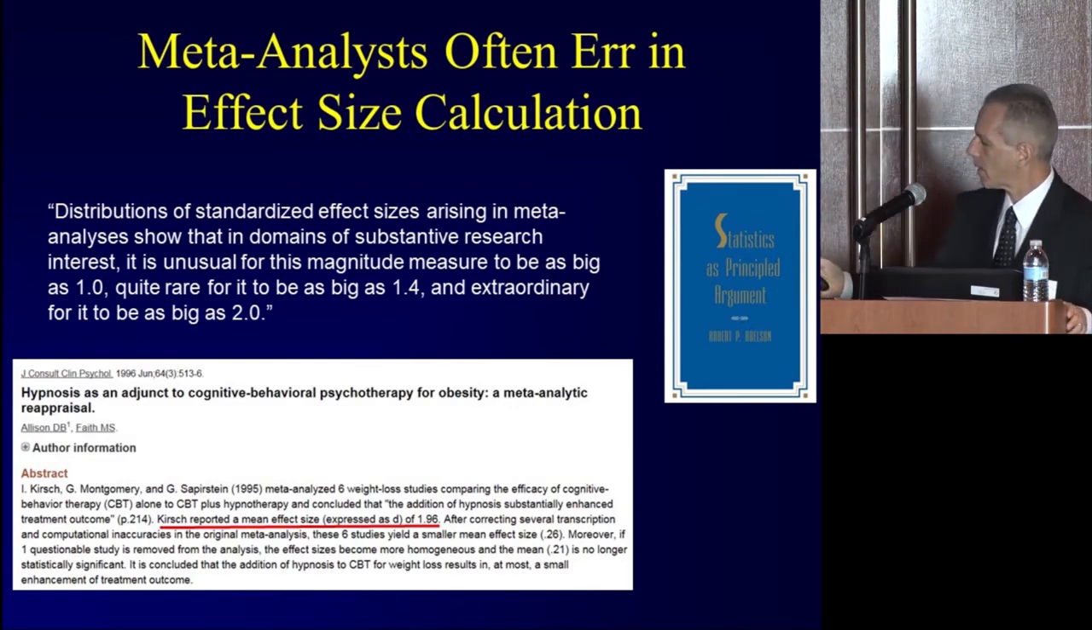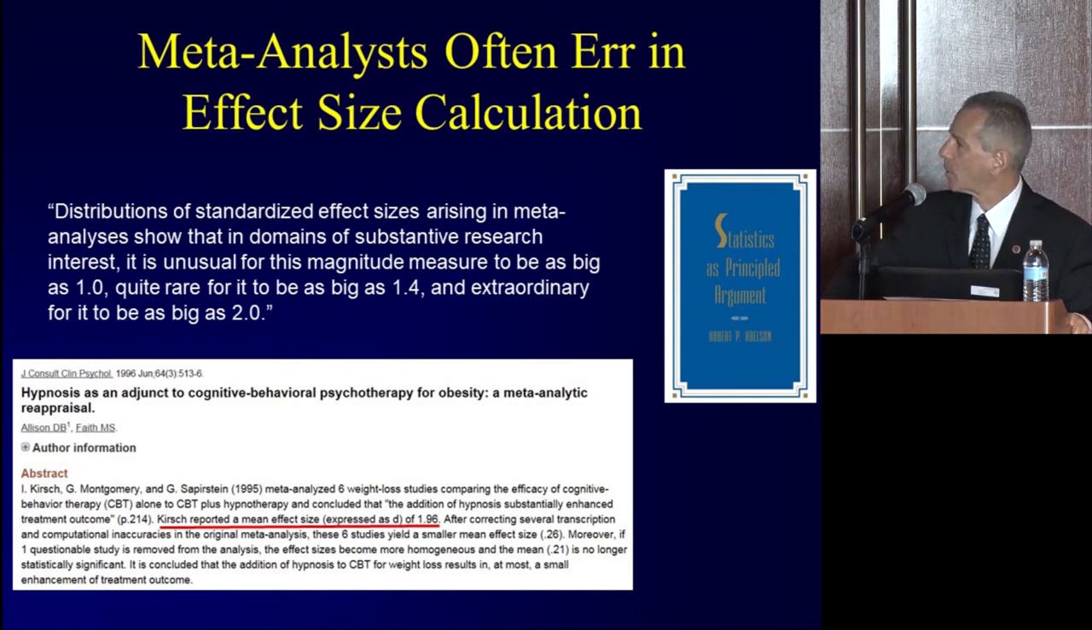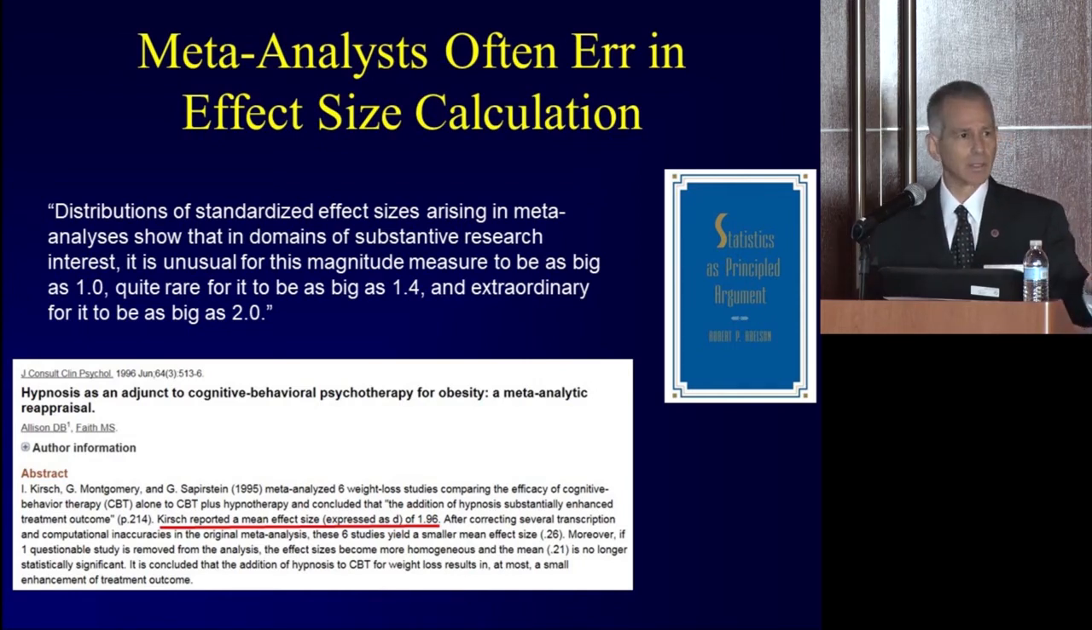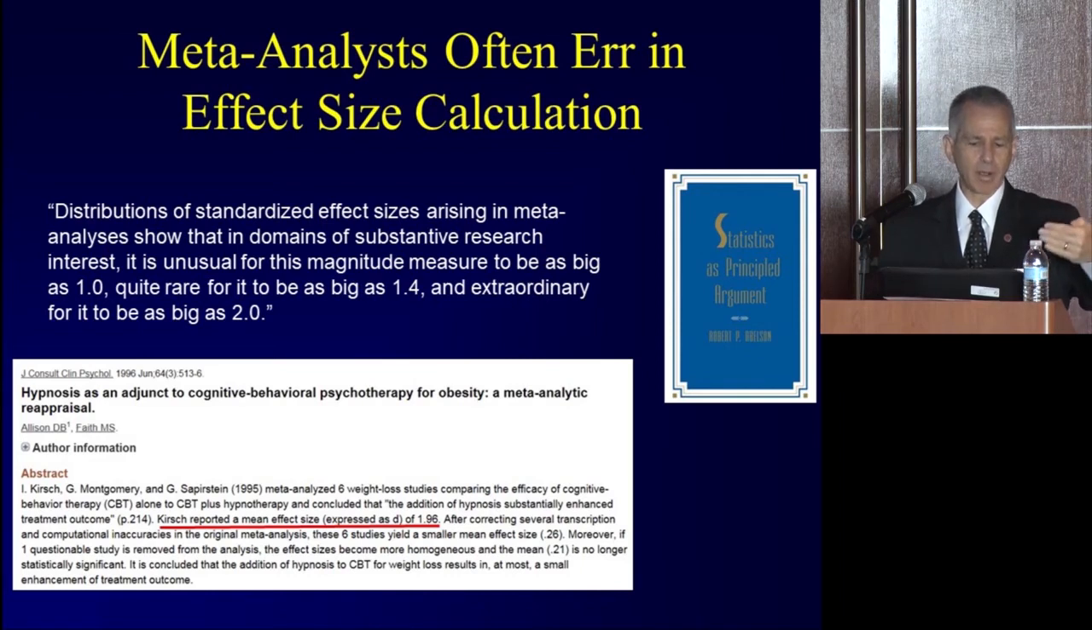So this paper came out a few years back, hypnosis as an adjunct to cognitive behavioral psychotherapy for obesity, a meta-analytic, well, our title was a meta-analytic reappraisal. And the authors had shown an effect size of the mean difference of 1.96, almost exactly 2. This was the average, but this is extraordinary. So I asked my postdoc at the time, Miles Faith, I said, Miles, can you go pull all those papers out? He did. We recalculated all the effect sizes, and we found many, many mistakes in the effect sizes, particularly around variance calculation.